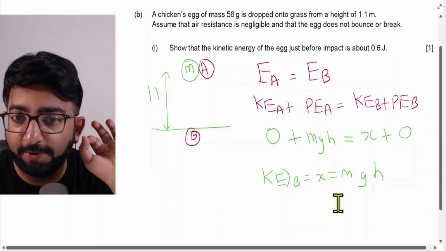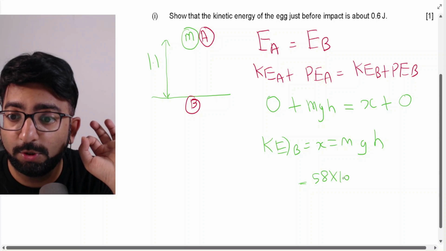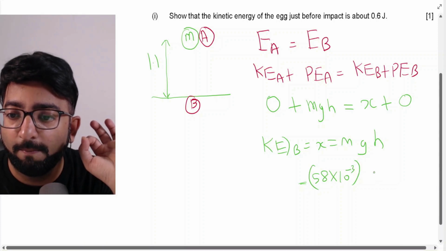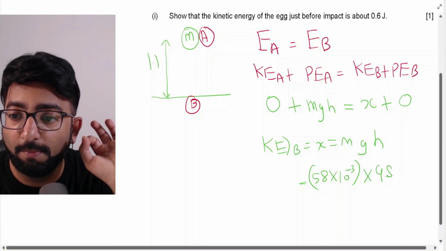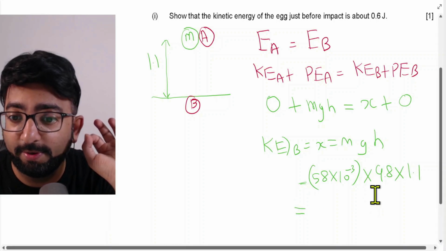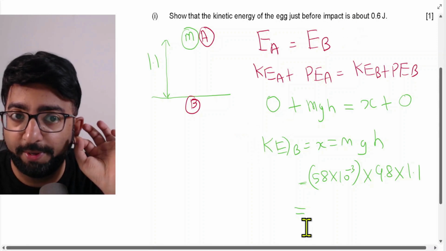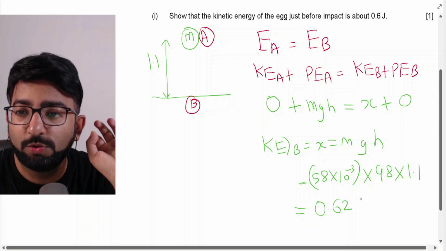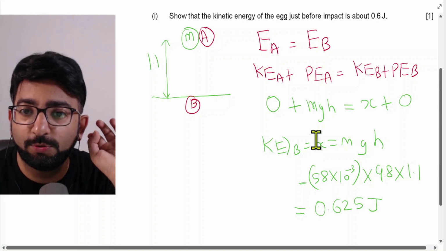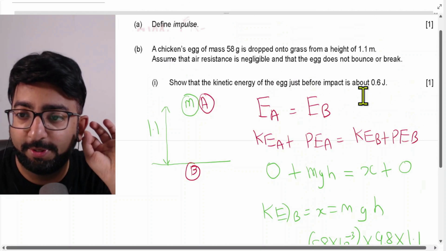So what's the mass? 58 grams. So let's write it down: 58 into 10 to the power minus 3 in kilograms, multiplied by 9.8, multiplied by height 1.1. If we simplify this, we will get the value of kinetic energy just before the impact to be 0.625 joules, which is what the question wants us to find. So approximately the answer is 0.6 joules.